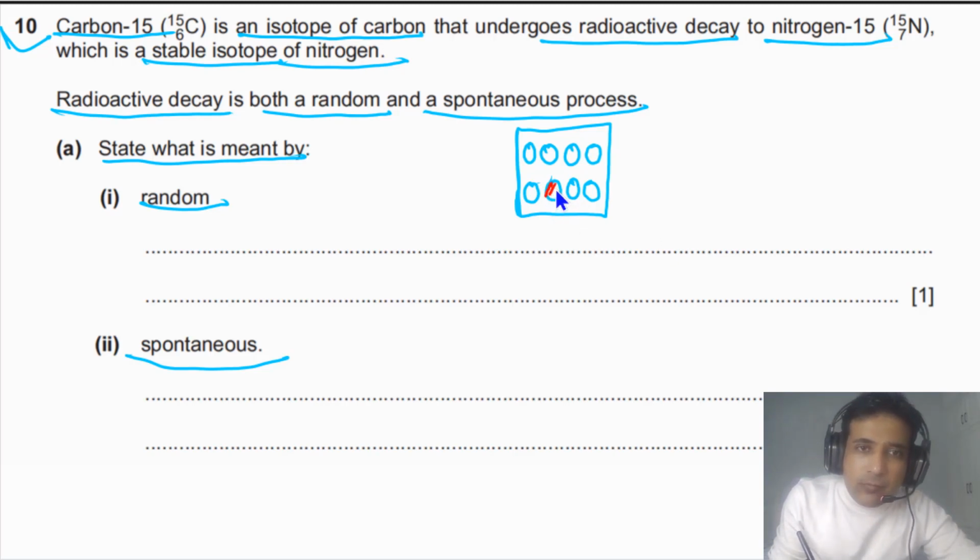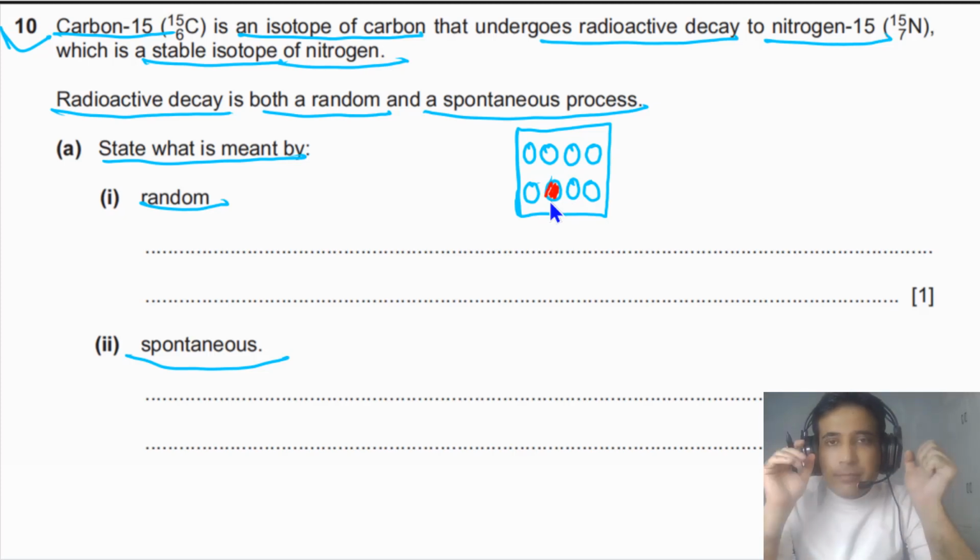So that is random. It means it cannot be predicted when a particular nucleus will decay. So it cannot be predicted. This is what is meant by random. Now let's try to understand spontaneous.